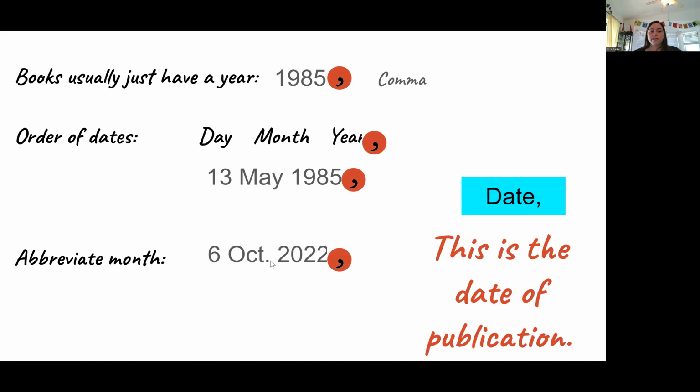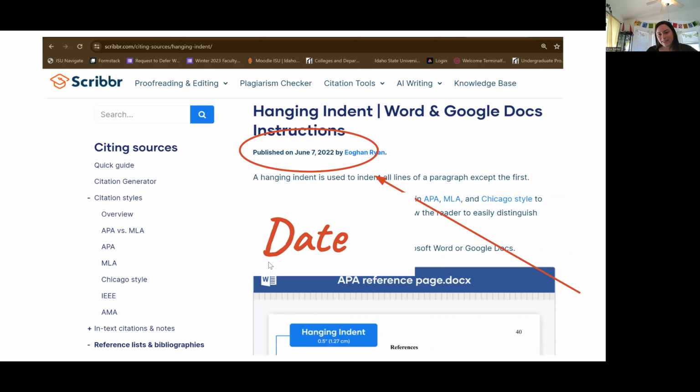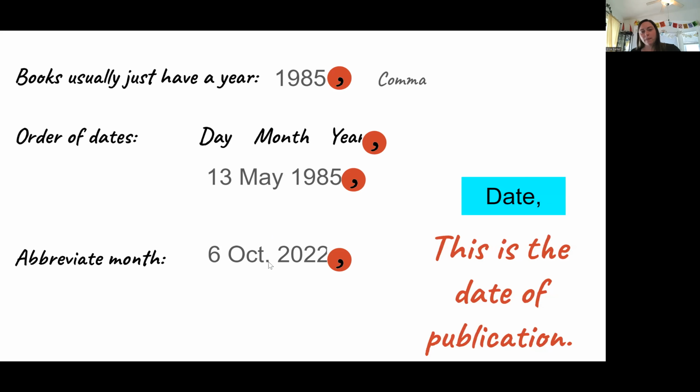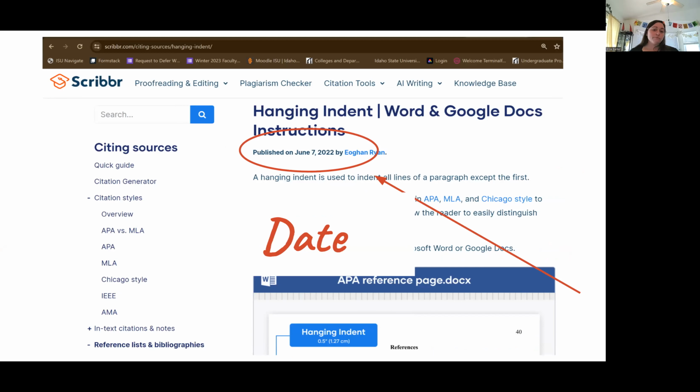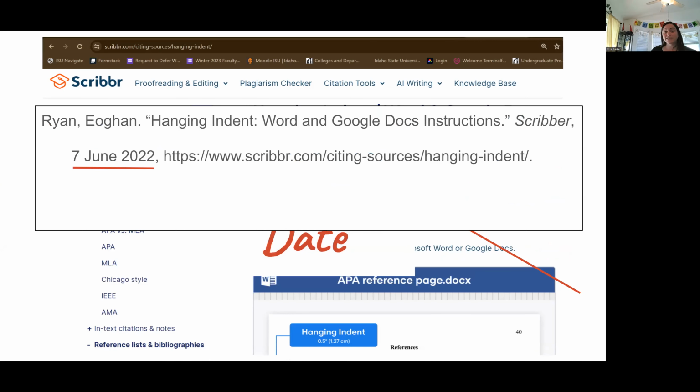You can also abbreviate your month, go 6 Oct. and put a period, and then, whoops, I think I forgot to mention that it's always followed by a comma. So sometimes they make it easy on you and put your publication date right on top. You also sometimes have to dig into it somehow to find it. And sometimes it just plain doesn't have a publication date.